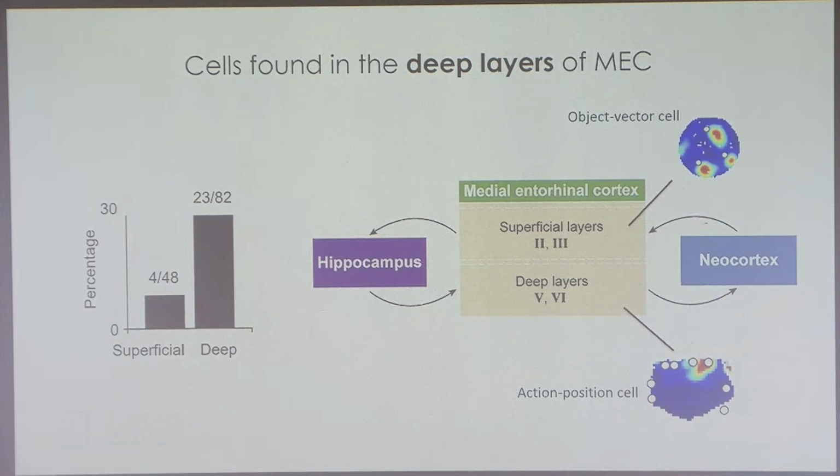Now, the entorhinal cortex, its superficial layers send projections to the hippocampus. Superficial layers is where we find object vector cells. They send projections to the hippocampus, and the hippocampus sends projections back to the deep layers of the entorhinal cortex. And this is where we find our action position cells. So we think maybe this localized signal has to do with the fact that we have place cell hippocampus coming in to these cells. So localized information bringing about localized information.